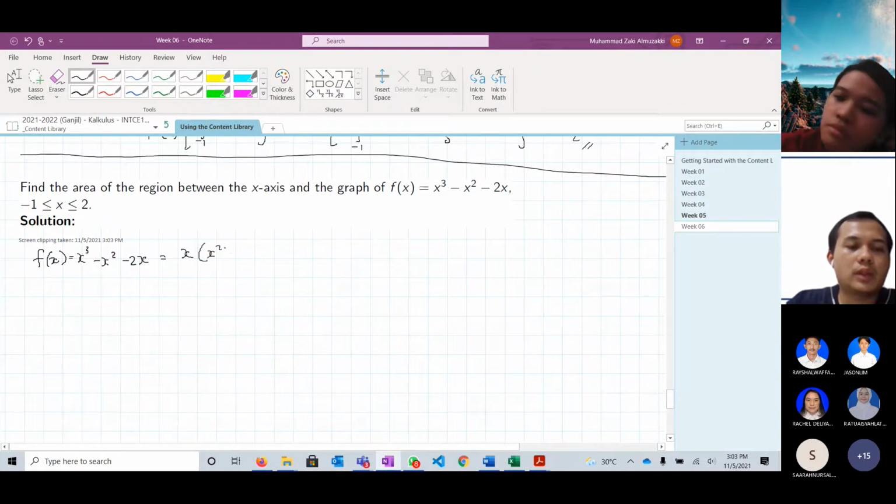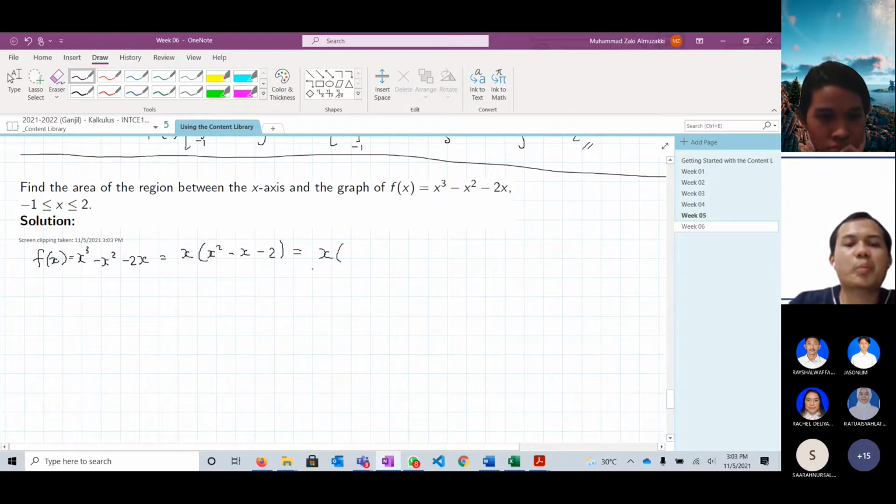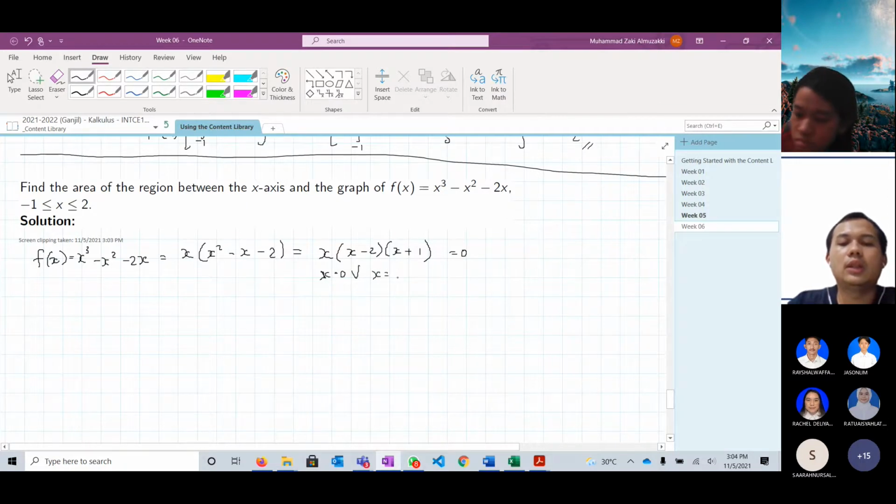x times (x squared minus x minus 2), which is equal to x times (x minus 2)(x plus 1). Okay. So here we have that if this is equal to 0, then we have x equal to 0 or x equal to 2 or x equal to minus 1.